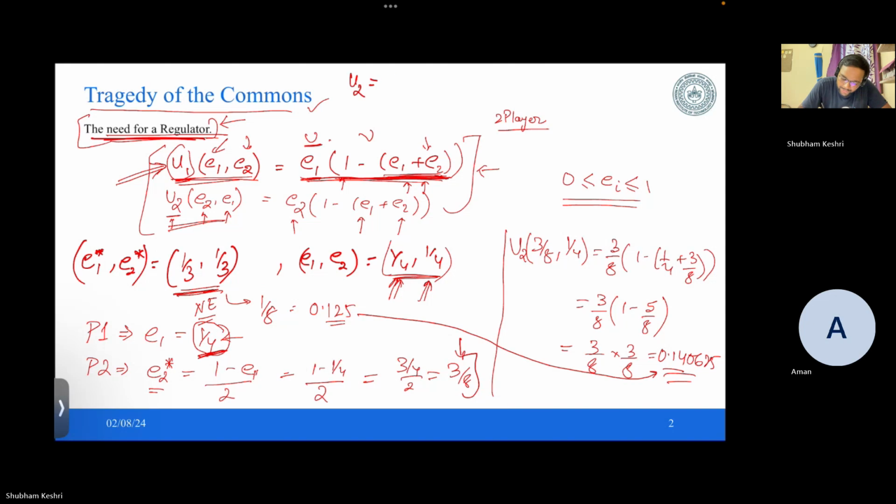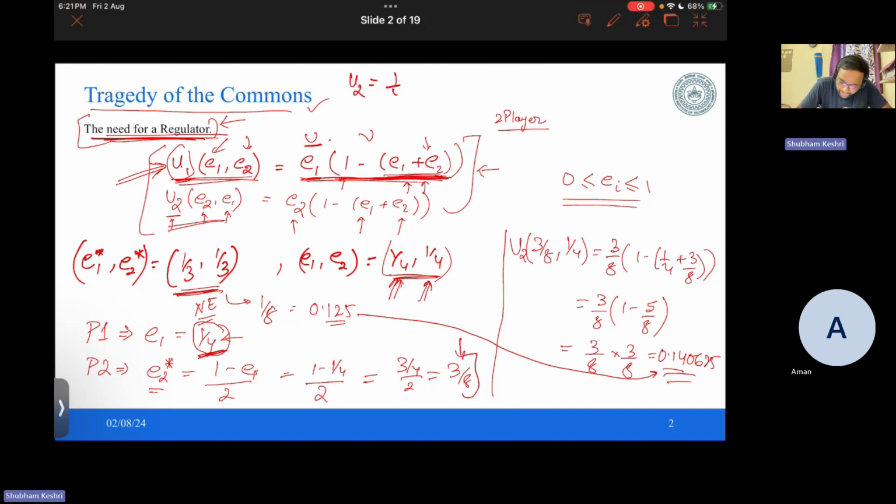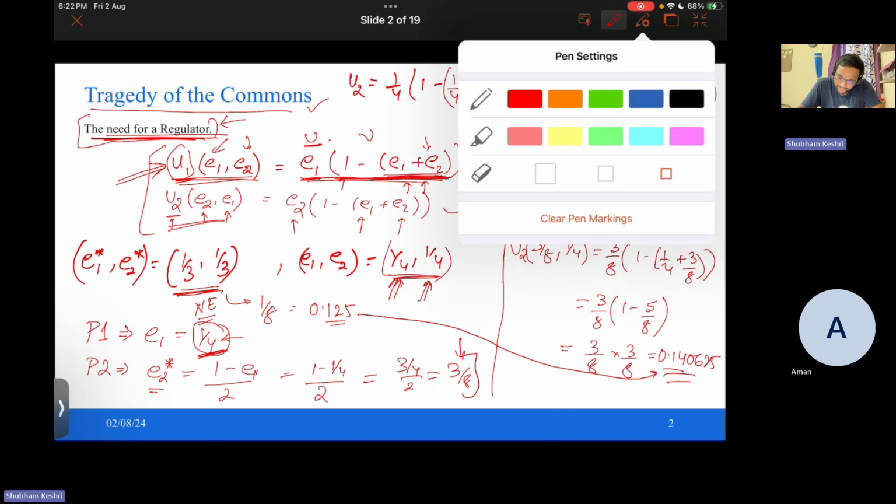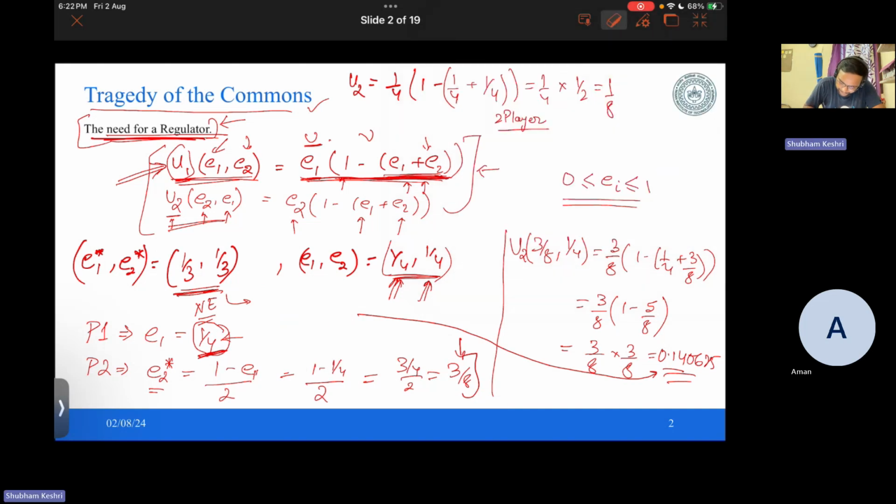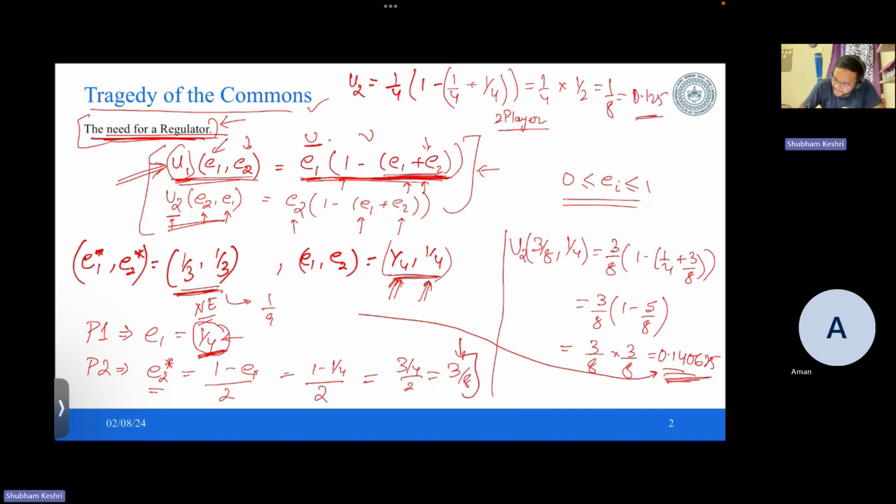All right. So it will become 1 by 4 times 1 minus 1 by 4 plus 1 by 4, which is actually 1 by 4 times half, which is 1 by 8. All right. So this was actually 1 by 9, I guess. I'll just check. Yes. So this was 1 by 9. And this is 1 by 8, which is 0.125. And you see this value is higher than this value. Therefore, a regulator is required.